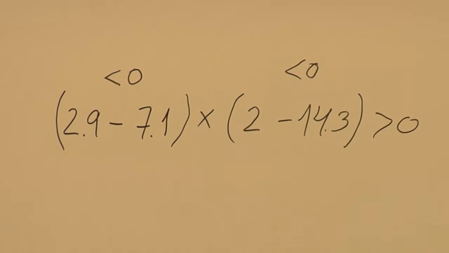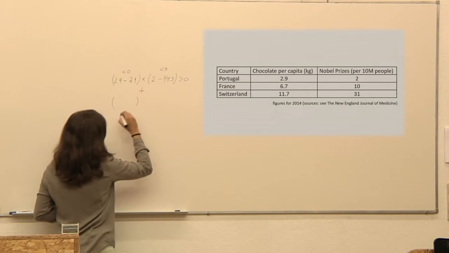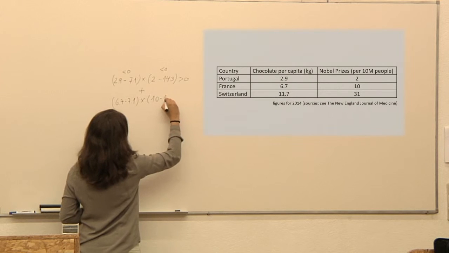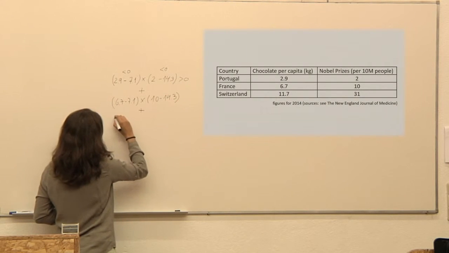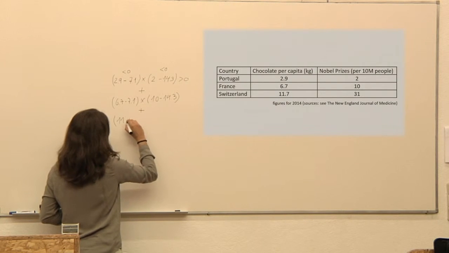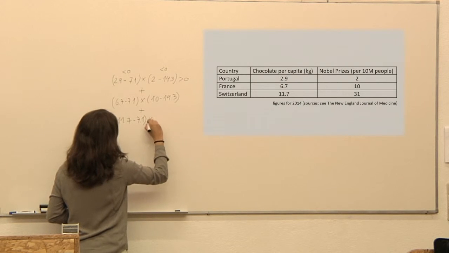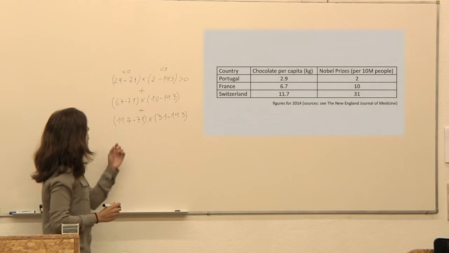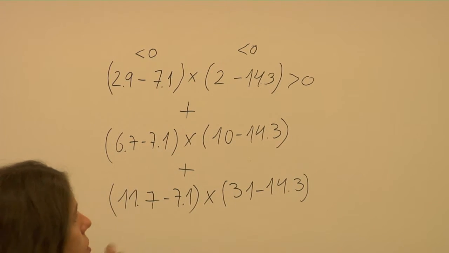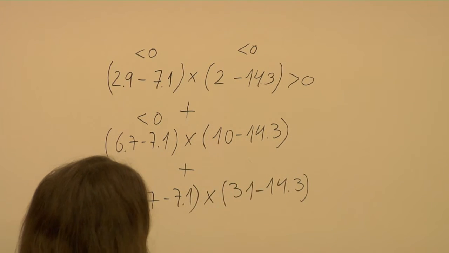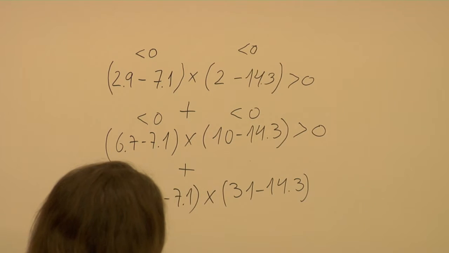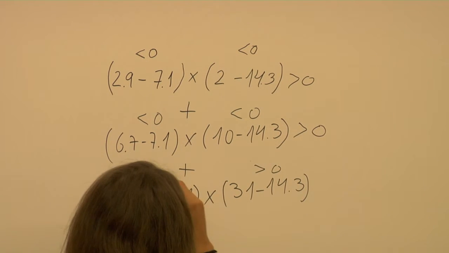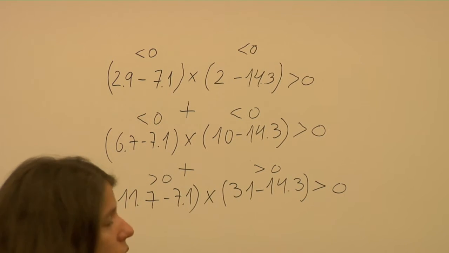Now let's do the same for the other 2 countries. We have here 6.7 minus 7.1 times 10 minus 14.3, and finally Switzerland, 31 minus 14.3. Now note that in France 6.7 minus 7.1 is negative, and this difference is also negative, so we have a positive multiplication. But in Switzerland, both values are above the average, so both of them will be positive, and of course the multiplication will be positive.